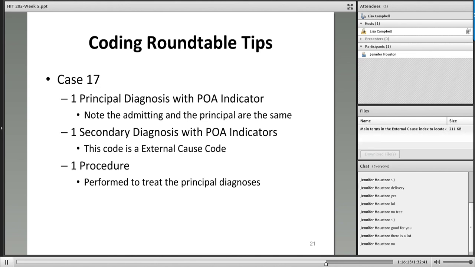Okay. So download that list that I gave you. Download that list that I gave you. And let's identify another main term that we can use.